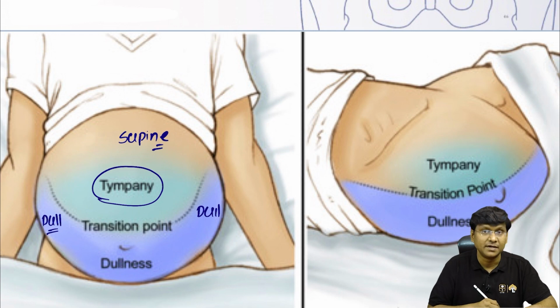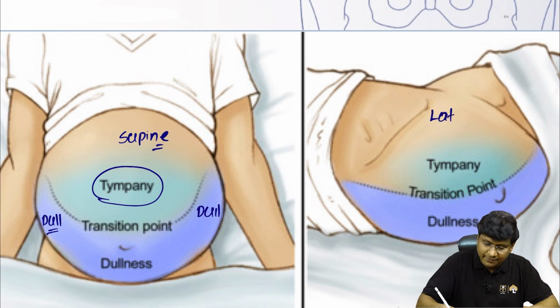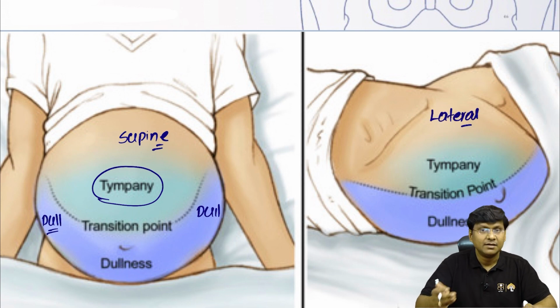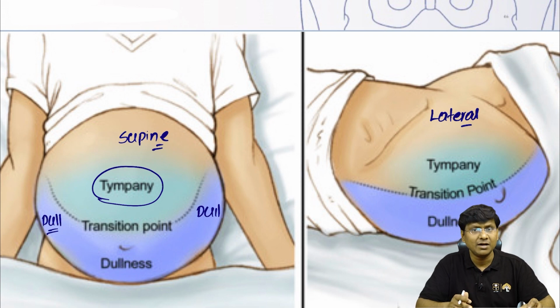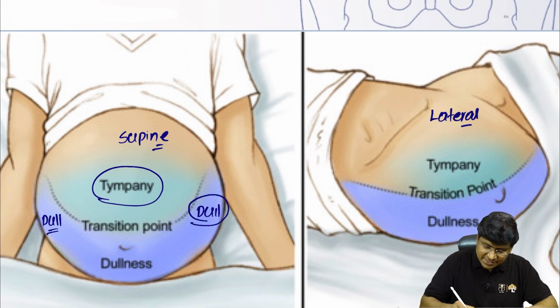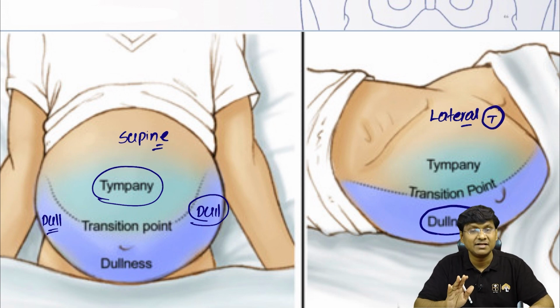Right? Flanks will be of dull note. Okay, now after that, what do you need to do? You need to make the individual lie down in the lateral position, either left lateral or right lateral. So the dullness which was there in one particular flank will now be tympanic, and only on one side of the flank you will have the dull note.